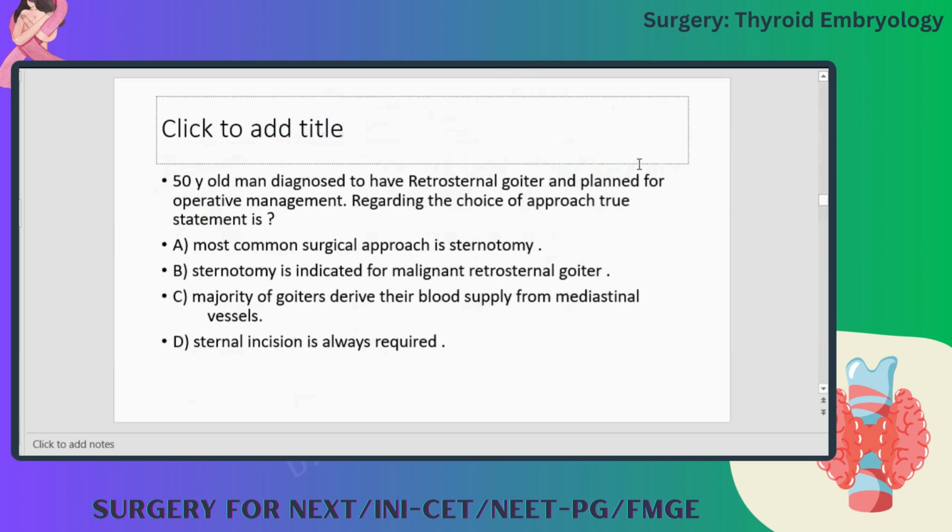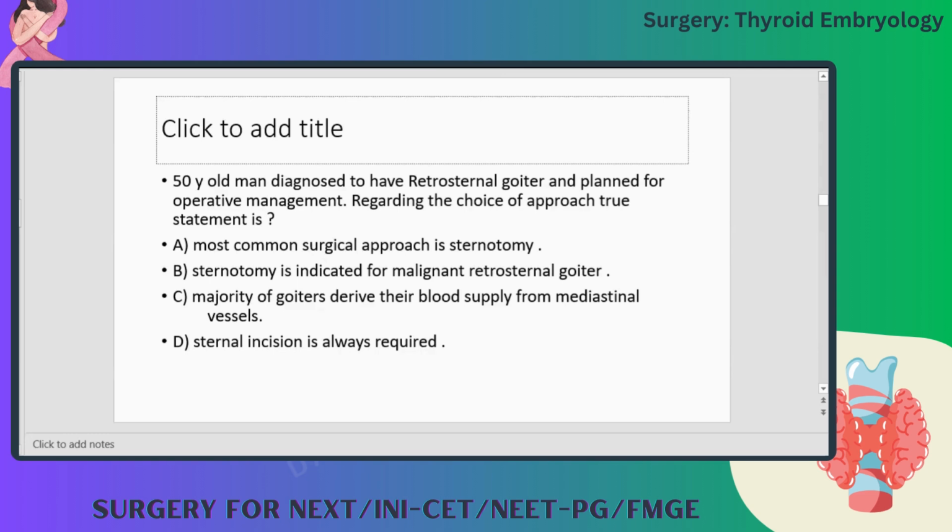So answer me this question. I did not tell the management part, but tell me: a 50-year-old man is diagnosed to have retrosternal goiter and planned for operative management. Regarding the choice of approach, the true statement is: A, the most common surgical approach is sternotomy. B, sternotomy is indicated for malignant retrosternal goiter. C, the majority of the goiters derive their blood supply from mediastinal vessels. D, a sternal incision is always required.